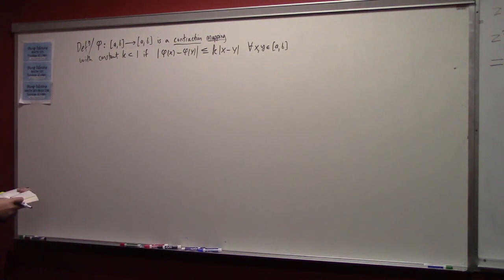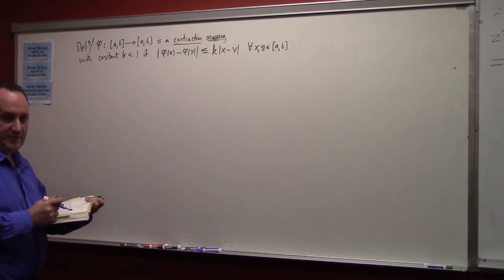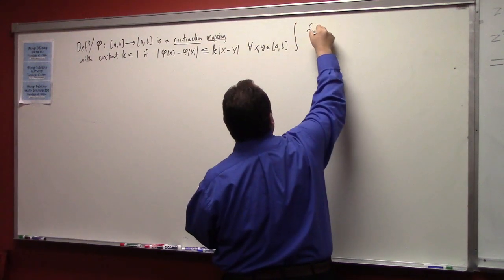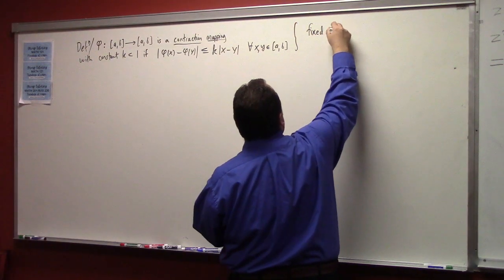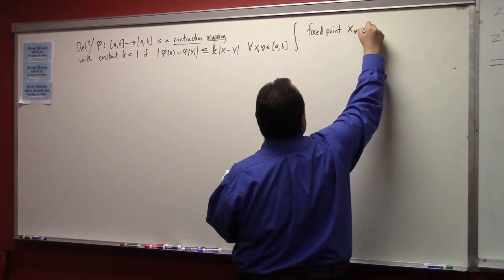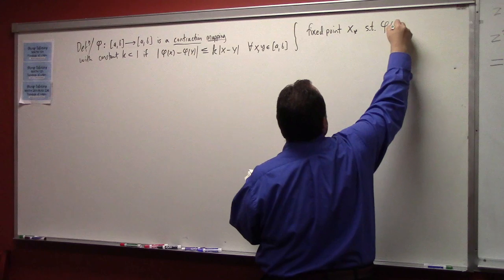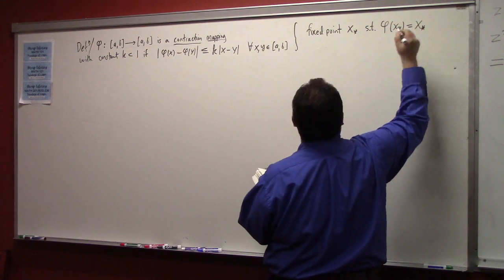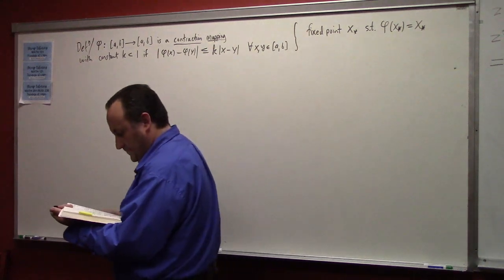So the contraction mapping theorem asserts that each contraction mapping has a unique fixed point. So what's a fixed point of the contraction mapping? A fixed point would be x star such that phi of x star is equal to x star. Again, that would be a fixed point of the contraction mapping.